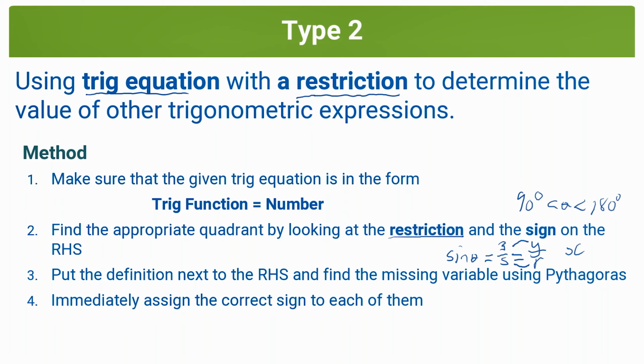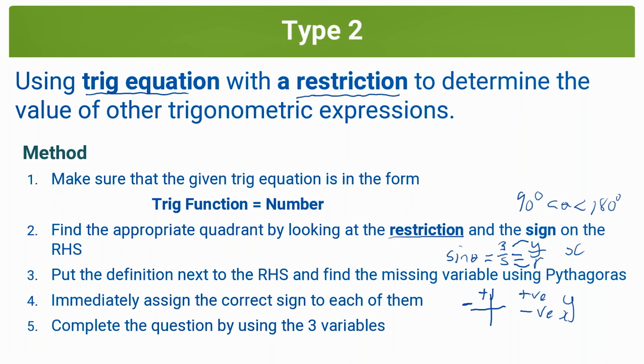This means that using your restriction and the quadrant you're working in, you'd have to find the correct sign for each variable. So for example, if you are looking at quadrant 2, we know that in quadrant 2, x is negative and y is positive. So when you got your variables from the question, you'd have to assign a positive value to y and a negative to x because you would be working in the second quadrant. And for your fourth step, you'd complete the question by using the three variables and inputting them in to the value of the trig expression you're trying to find.